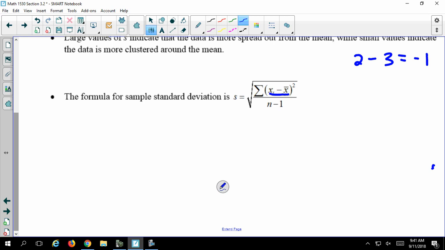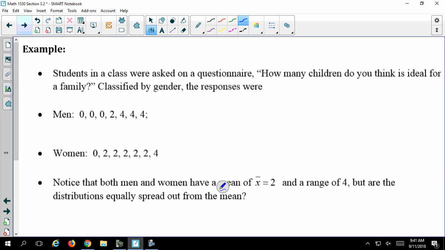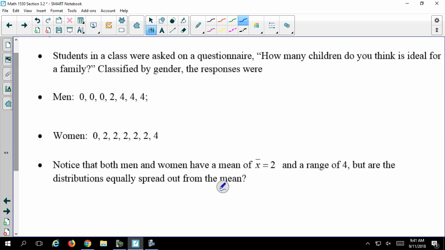So let's do an example. We'll go through it step by step. We have a survey here. Students in a class were asked on a questionnaire, how many children do you think is ideal for a family? They're classified by gender, so they're broken up by male and female responses.